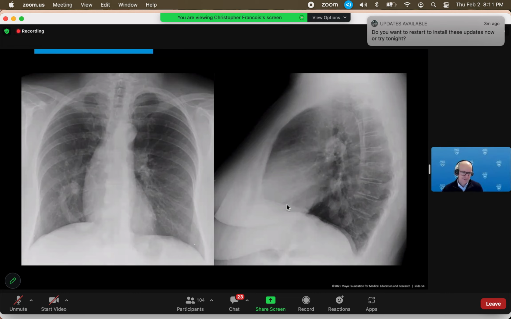Okay, I'm happy to take it. So it's a scimitar sign on the chest radiograph. So that would be partial anomalous pulmonary venous return. Yes. And also we see the size of the lung is a little bit smaller on the right from the left side. Yeah, so this is scimitar syndrome, partial anomalous pulmonary venous return. All of the right lung is going back into the inferior vena cava.